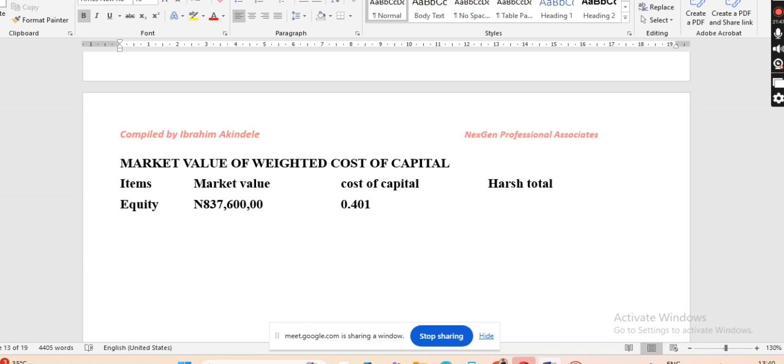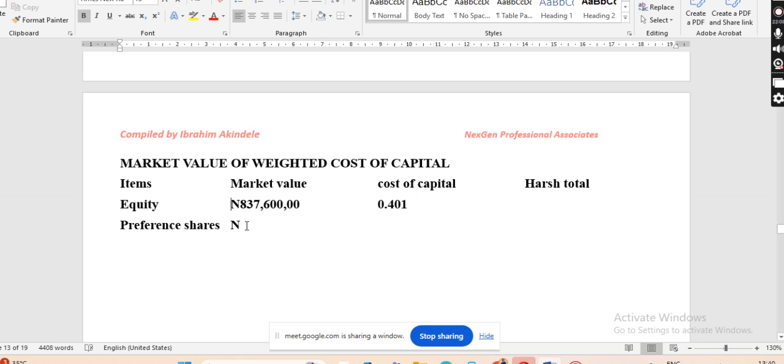Then after that, what next cost do we have? Preference shares. What is the market value for preference shares? 1.2 million. Thank you. What is the cost? 0.1. Thank you.